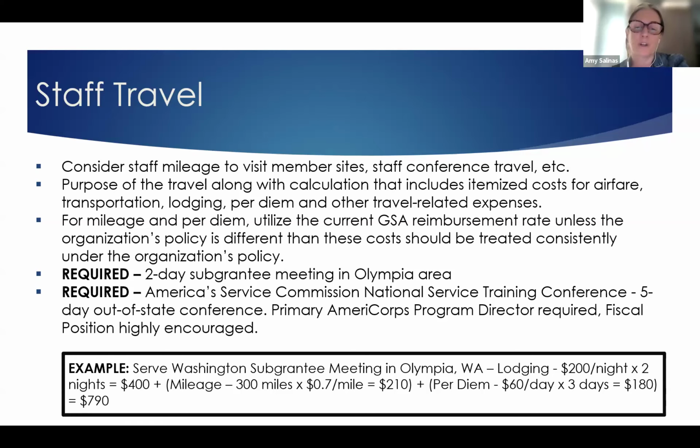It's really important to note that there are a couple of things that are required and optional. So for staff travel, it's required that you include 2 days of a subgrantee meeting in the Olympia area, and also the America Service Commission National Service Training Conference. It says a 5-day out-of-state conference. So primary AmeriCorps program director is required. Fiscal position is highly encouraged.